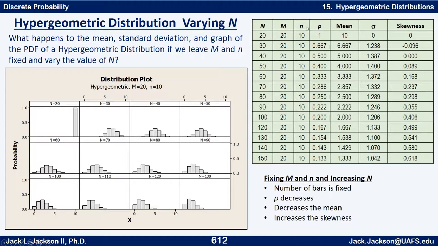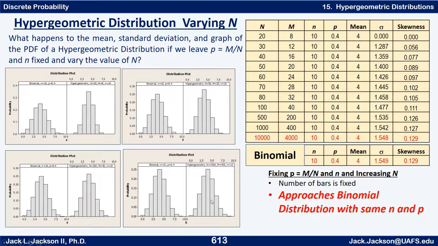Anytime you fix the sample size, you have a fixed number of bars. And by leaving the n fixed and decreasing p, the mean is going to be going down, and we can see that. And it turns out the skewness goes up and then back down. I mean the standard deviation, and the skewness looks like it's basically going up, becoming more and more skewed to the right there.